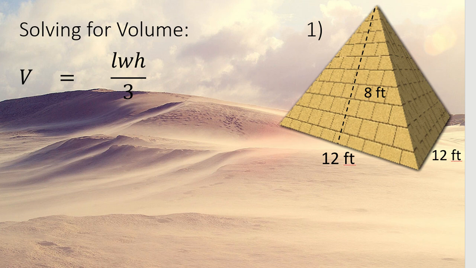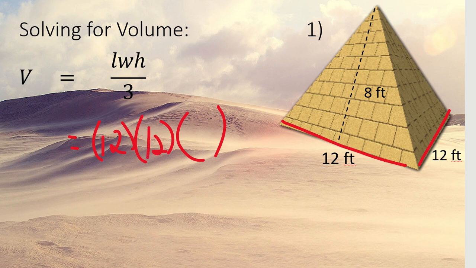Let's solve for volume of this pyramid here in the picture. I even have the formula written out, and you should copy it down. You should always write the formula first, and that way we can just plug the numbers in and it's super easy from there. So 3 numbers. Length, what is the length of the pyramid? 12. Width, 12. Height, dotted line, 8. 12 times 12 times 8 divided by 3.